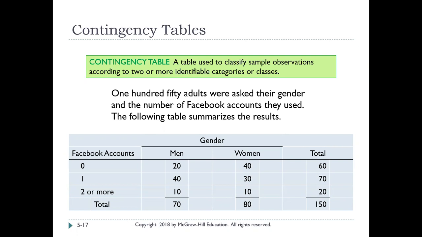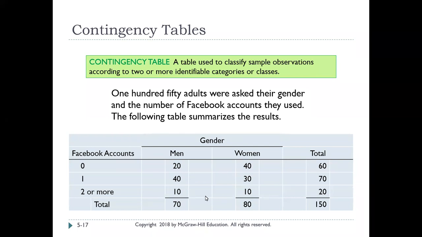So a contingency table is a table used to classify sample observations according to two or more identifiable categories or classes. In this case, we have 150 adults, and they were asked their gender and the number of Facebook accounts that they used. The following table summarizes the results. So for example, we have people with 0 Facebook accounts broken down by male or female. There are 60 people that have 0 Facebook accounts, 20 of which are male, 40 of which are female. There are 70 people with 1 Facebook account, 40 of which are male, 30 of which are female. And then 2 or more, we have 10 and 10, right? So 20 total, and it's split 50-50.